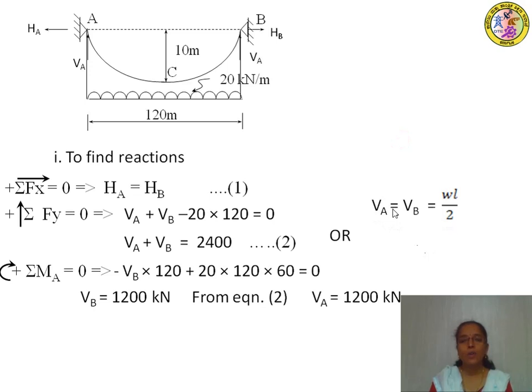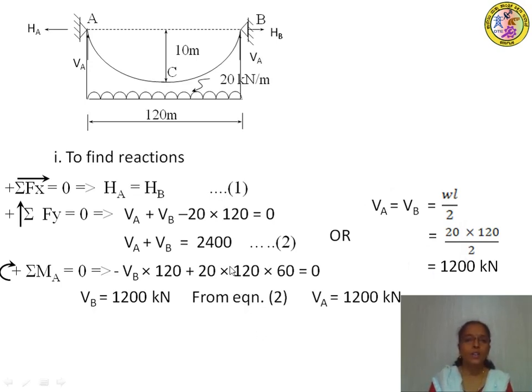So VA is equal to VB. The total load will be equally shared by the two reactive components. Therefore VA is equal to VB, that is equal to WL by 2, where W into L is the total load, half of which is WL by 2. If we substitute, 20 into 120 meter divided by 2, therefore VA and VB is equal to 120 kilonewton. Either you can calculate like this or you can follow the other way. You can follow this only when the given problem has symmetry, both by geometry as well as by loading. Then only you can apply this one, or else you have to go for the other.